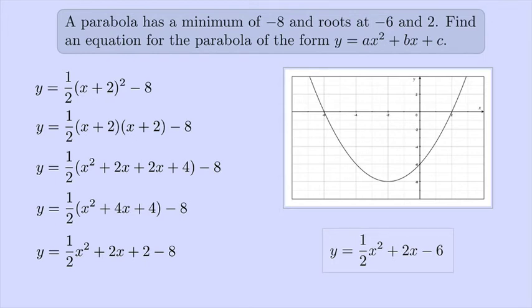So this is in the form y equals ax squared plus bx plus c. In this case, a is a half, b is 2, and c is -6.